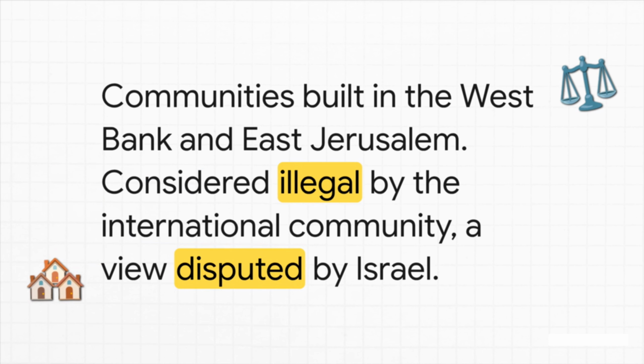First up, settlements. Since 1967, hundreds of thousands of Israeli civilians have built communities in the West Bank and East Jerusalem. For Palestinians, this carves up the land they see as their future state, making a single connected country almost impossible. Now, the international community overwhelmingly considers these settlements illegal. Israel disagrees, and construction has continued.